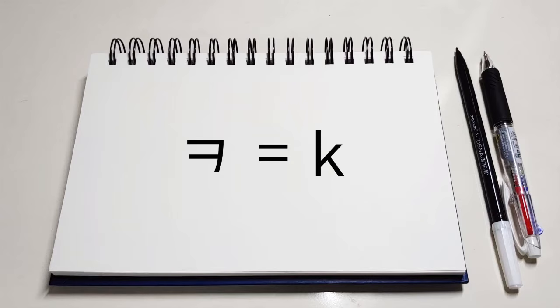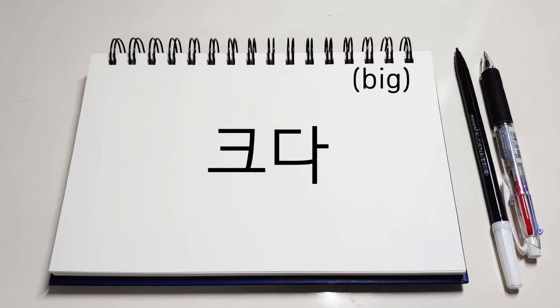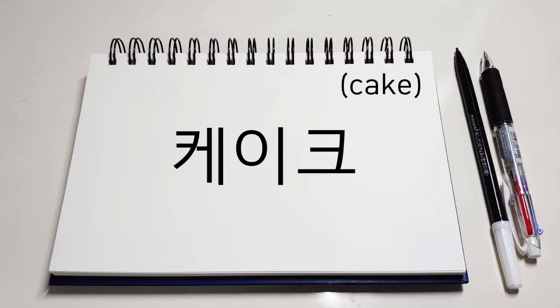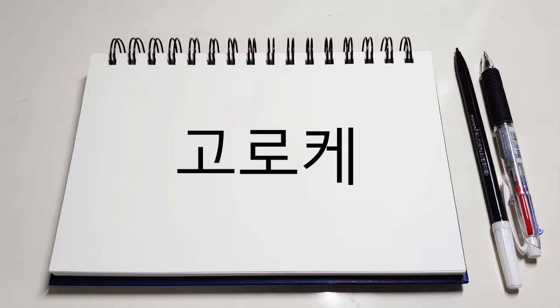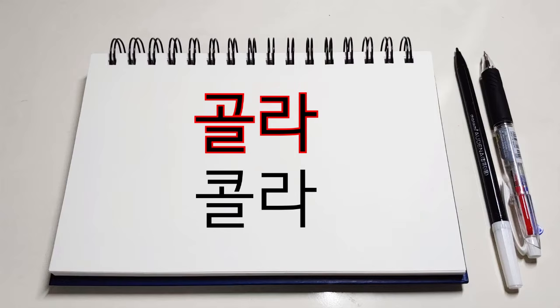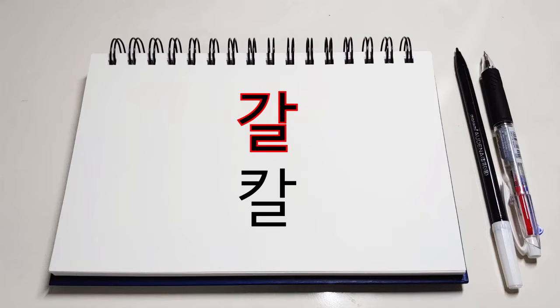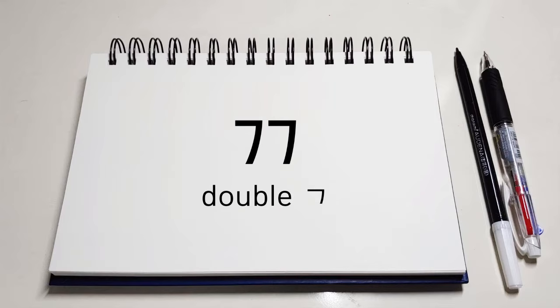So 기역, Korean K sound is quite easy because it's very similar to the English K sound. It's completely aspirated. 크다, 케이크, 고로케, 고로케. So you can hear that ㅋ is more aspirated than ㄱ. 골라, 콜라. 칼, 칼.